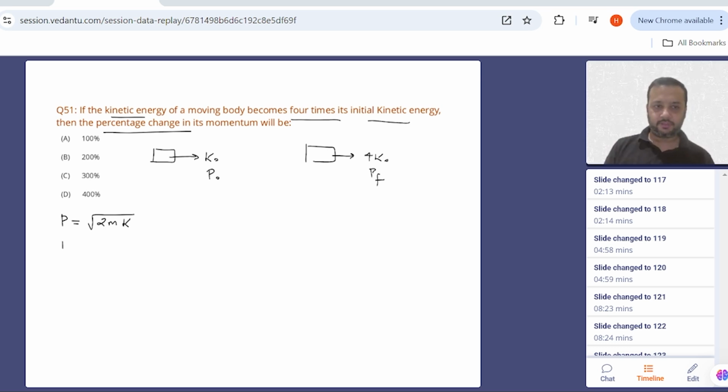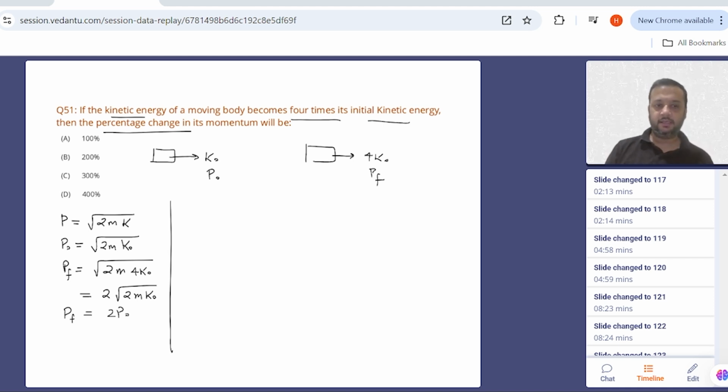So if you apply this formula for the initial situation, P naught will become the square root of 2mK naught. Similarly, if we apply the same formula for the final situation, P final will become the square root of 2m into 4K naught, which means if you take this 4 outside the root, this will become 2 times the square root of 2mK naught. And if you notice, this was the initial momentum. Hence, we can say that the momentum has doubled, which means the change in the momentum will be 2P naught minus P naught, which is equal to P naught.